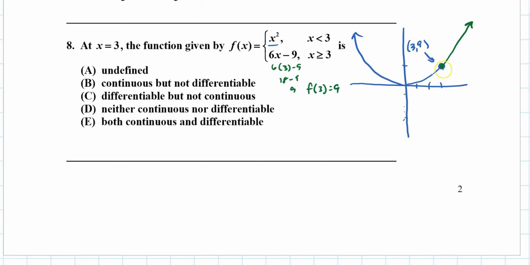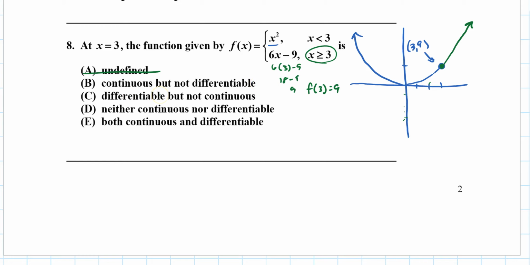So it's a parabola all the way up until positive 3, and at 3 it becomes a line. Well, just by looking at this picture, is the function defined at 3? Yes, it is, because we see right here when x is greater than or equal to 3, we get an output. It's defined, that's out. B, is the function continuous but not differentiable? Well, it is continuous because that hole is filled in. So we'll come back to that one because it's a maybe.